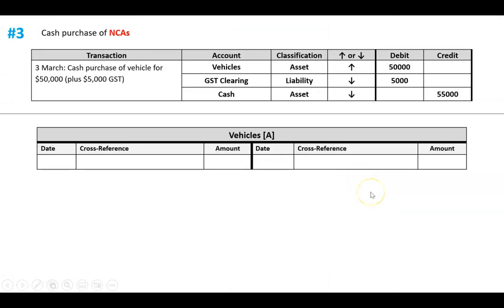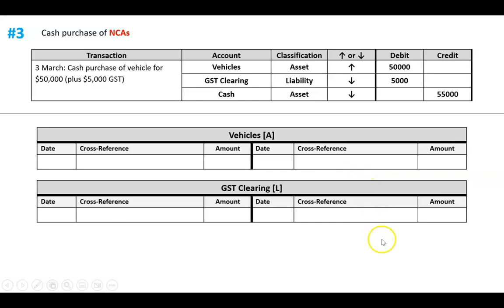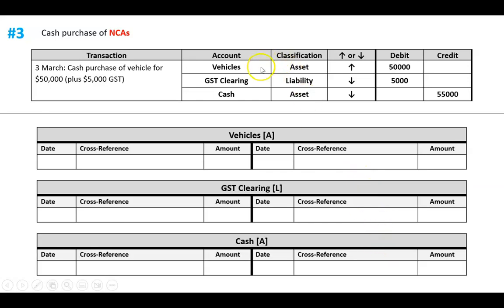And then let's do our ledgers. We're going to need a vehicle ledger, a GST clearing ledger, and a cash ledger. So the first one was vehicles, debit, on the 3rd of March. So we do 3rd of March, debit 50,000. Let's go to GST clearing. Let's do a debit of 5,000 on the 3rd of March there. And then cash, we're going to do a credit on the 3rd of March for 55,000 there.